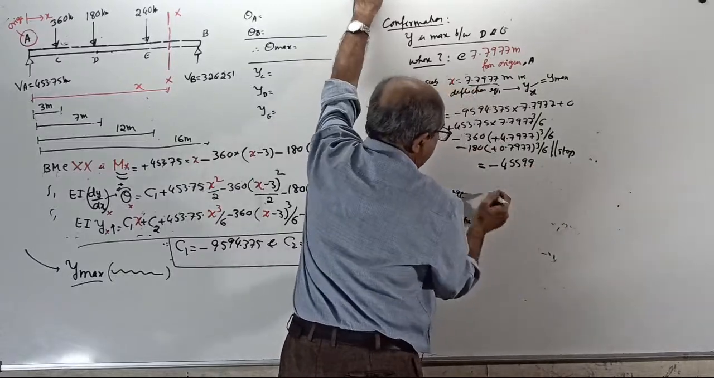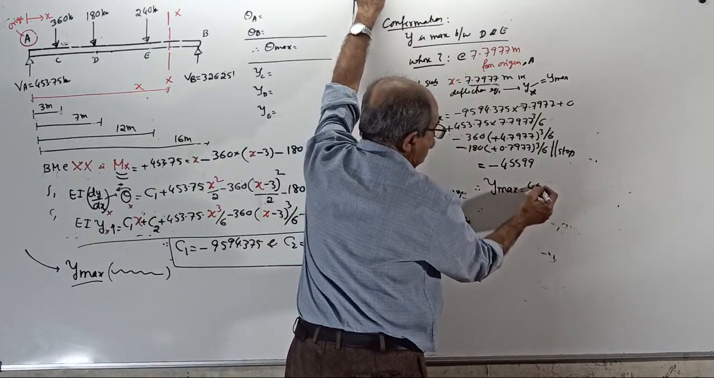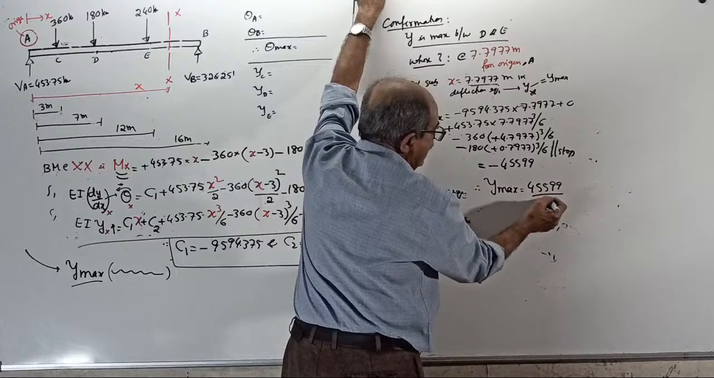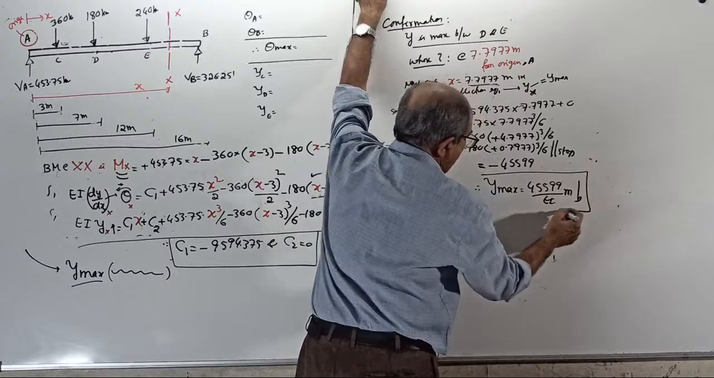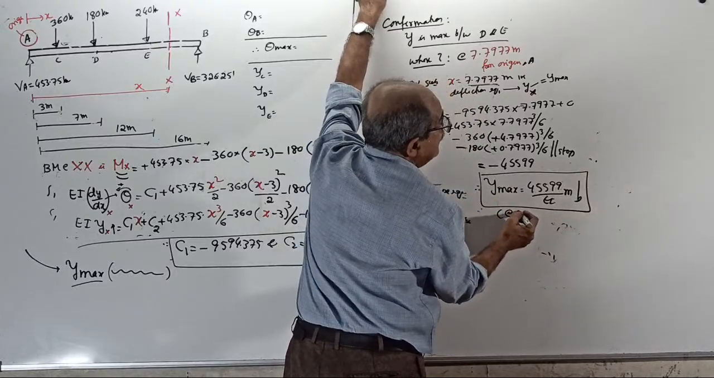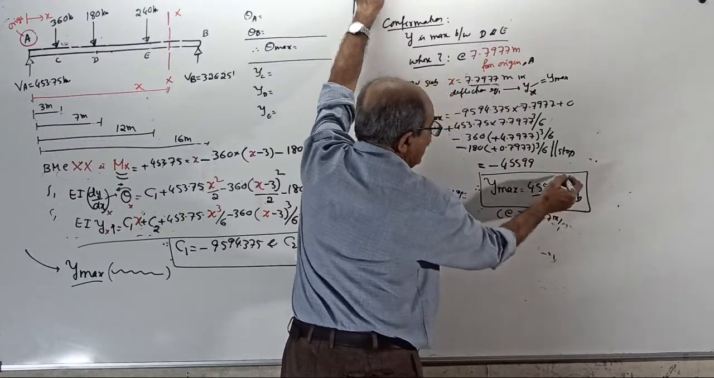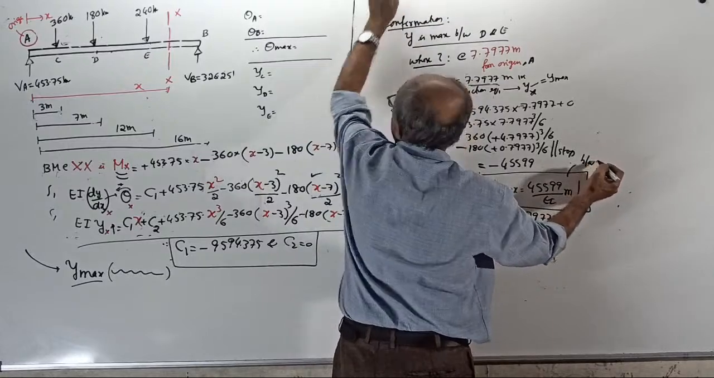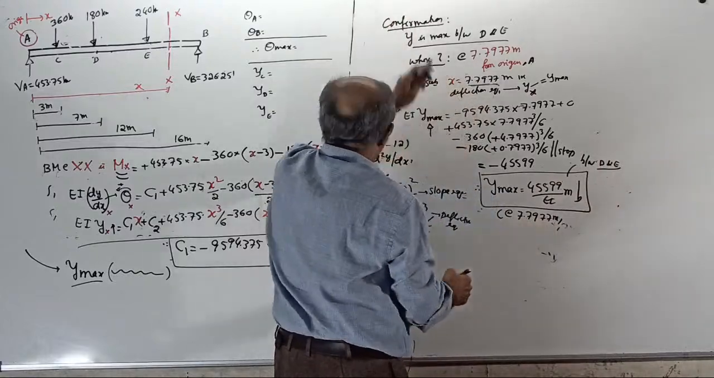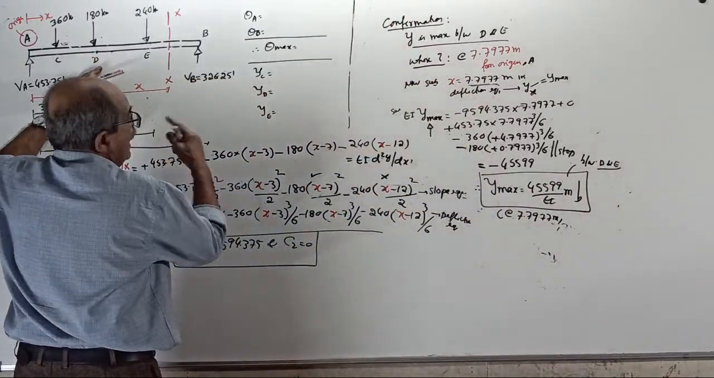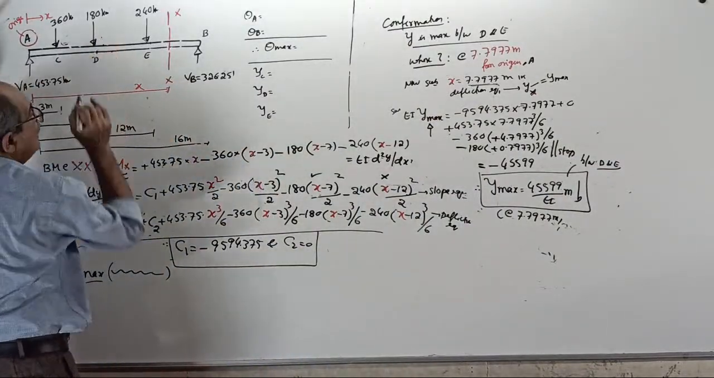Therefore, conclusion: your Y max equal to 45599 by EI. That much meter down is the Y maximum, at 7.7977 meter, or you can say somewhere between D and E. Between D and E, after D at 0.7977 meter. See, this is 7. Somewhere here is the Y maximum.